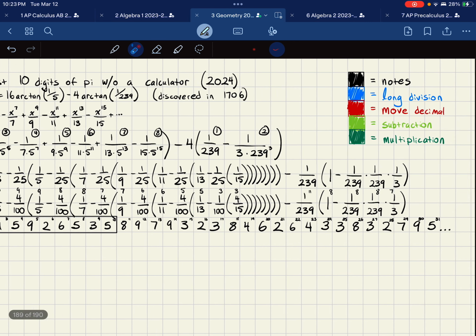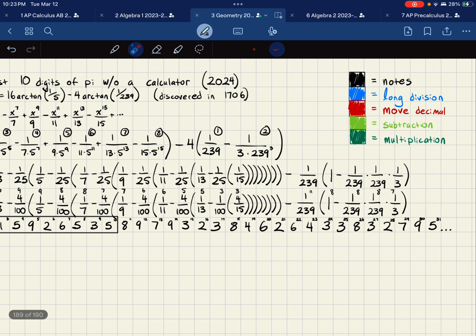I'm also trying to color coordinate my notes. So everything that I've done so far is in black because these are the notes that I'm doing for background. And then I'm going to be doing these moves over and over and over again. I'm going to try to color code them so you can see what I'm trying to do. And it'll hopefully be really beautiful at the end.